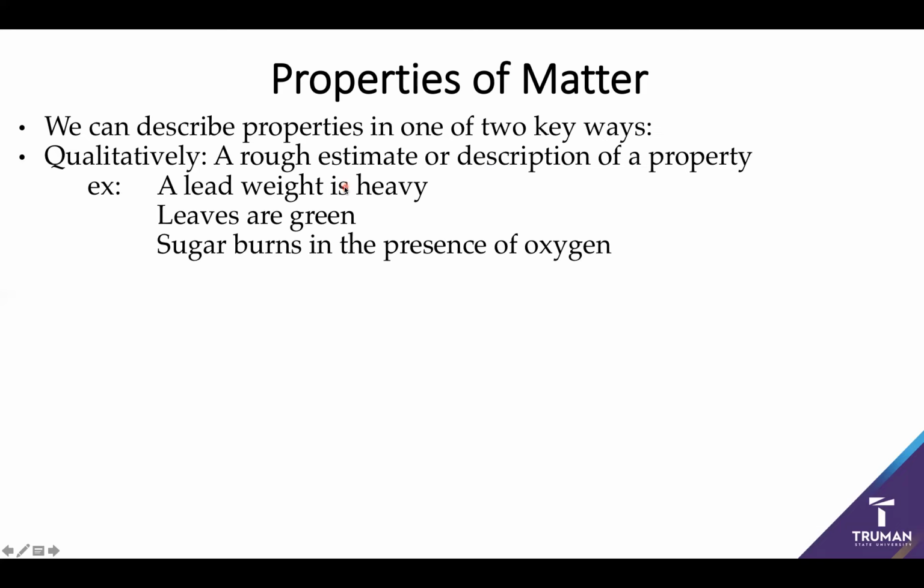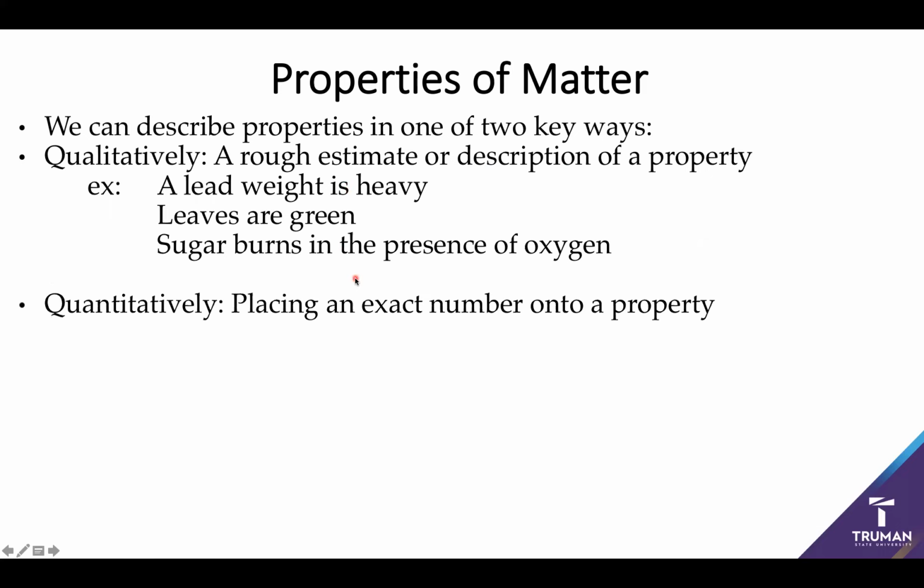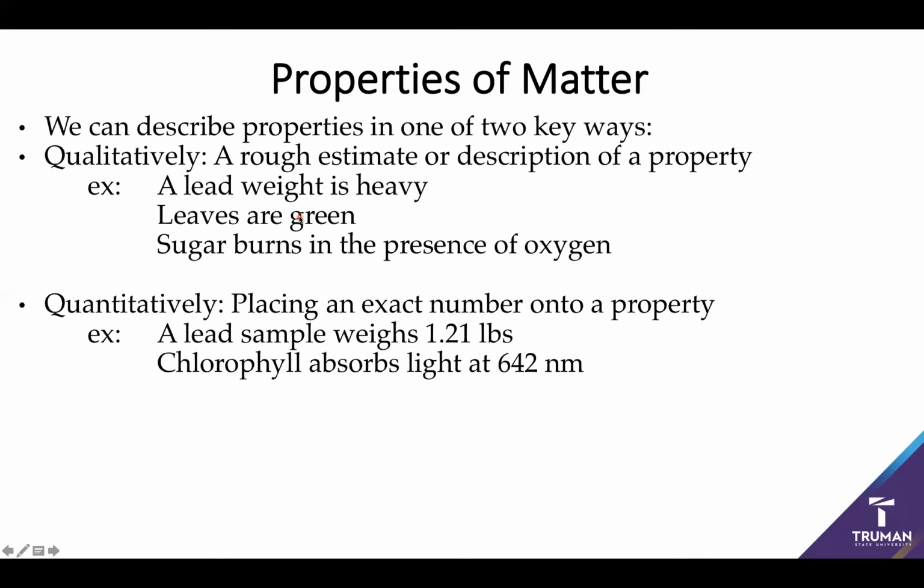However, whenever we have a qualitative measurement, there's almost always a way I can put numbers to it. And because of the way chemistry works, we love putting numbers to things. I apologize in advance, but this turns qualitative measurements into quantitative measurements, where I have an exact number. So for example, instead of saying a lead weight is heavy, I say a lead sample weighs 1.21 pounds, giving it an exact weight. Leaves are green. Well, I can give the exact wavelength at which chlorophyll, the key component in leaves, absorbs light.